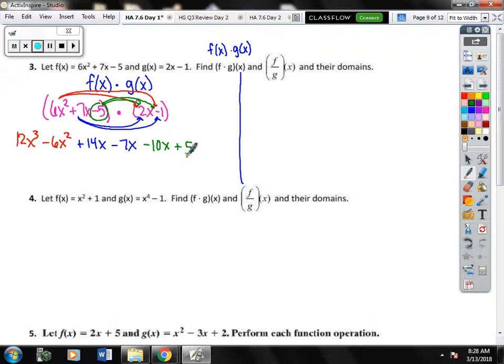And you just have to find any of your like terms and combine them. Uh-oh. I've lost an x squared somewhere. This should have been 7x times 2x, which was 14x squared. My bad. I knew I shouldn't have 3 like terms then. So just combine our like terms there, and we will get 12x cubed plus 8x squared minus 17x plus 5.